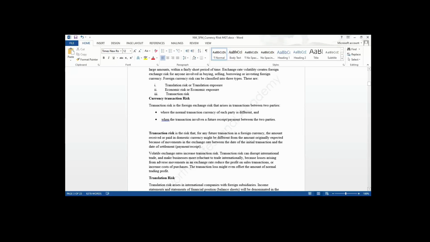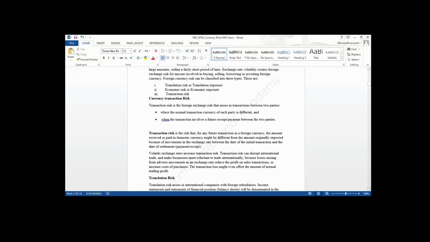We now want to transact. We are transacting that involves future payments. We enter into the transaction today. Today is 26th. But we are expected to make payments in 2 months' time, because there is a timing difference between when the transaction is entered into and when the payment is done. That will give rise to transaction risk.